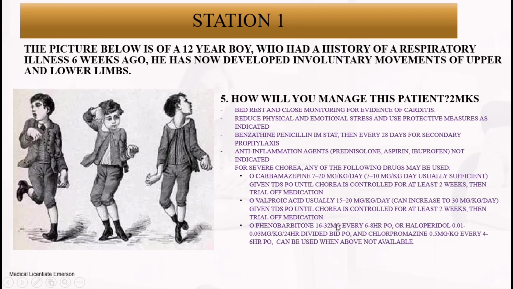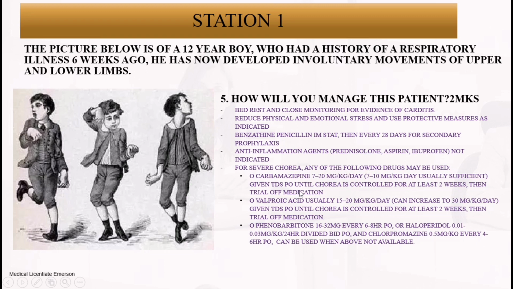Then try off medication. Then the other is phenobarbital, 16 to 32 milligrams every 6 to 8 hours per oral, or haloperidol, 0.01 to 0.03 milligrams per kg per 24 hours, divided BD, and chlorpromazine, 0.5 milligrams per kg every 4 to 6 hours per oral, can be used when the above are not available. So like I said, you have to get any of these medications.